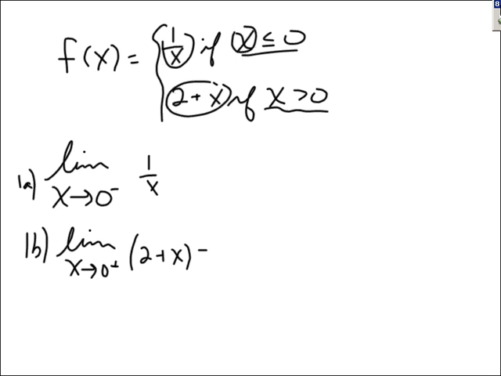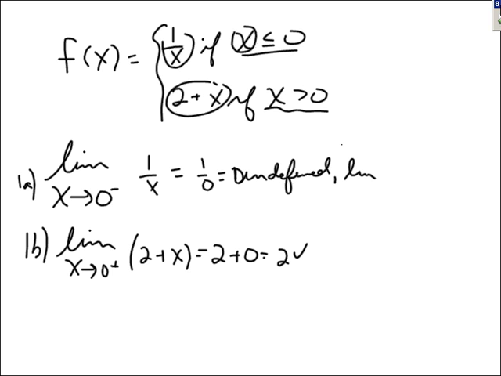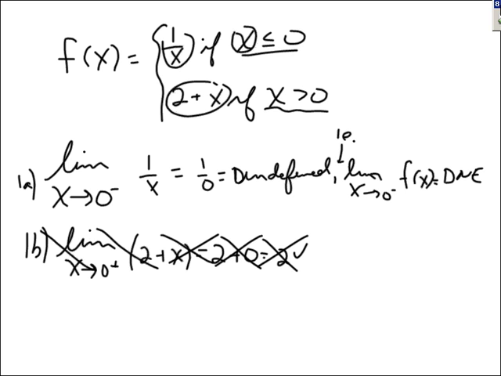Well, for the record, 1b works. 2 plus 0 is 2. It exists. But here, you get 1 over 0, which is undefined. So let me write that. The limit as x goes to 0 from below of f of x doesn't exist. So here we have 1 failing. You didn't even have to do 1b because 1a failed.